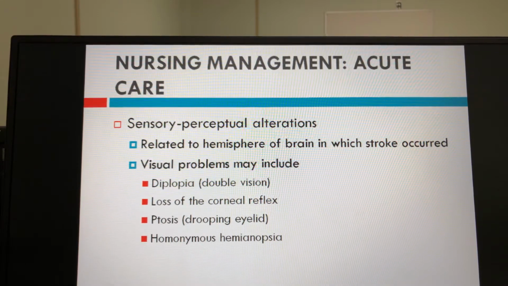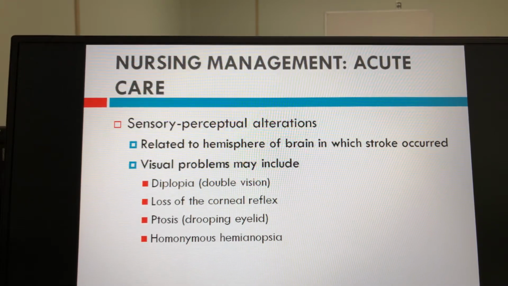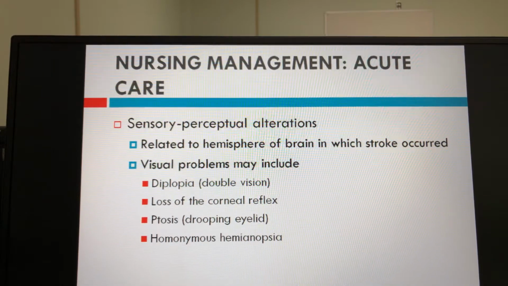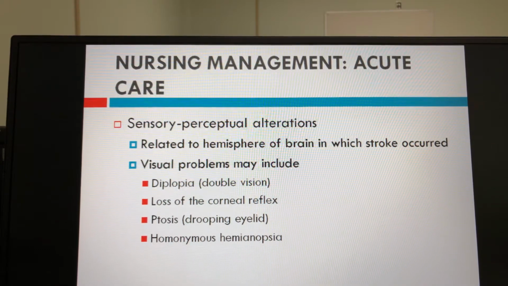Diplopia is often treated with an eye patch, and if the corneal reflex is absent, the patient is at risk for corneal abrasion and should be observed closely and protected against any eye injuries. So as you can see, that list of visual problems: diplopia, which we already said is double vision, loss of the corneal reflex, and ptosis, where we have drooping of that eye, and homonymous hemianopia.